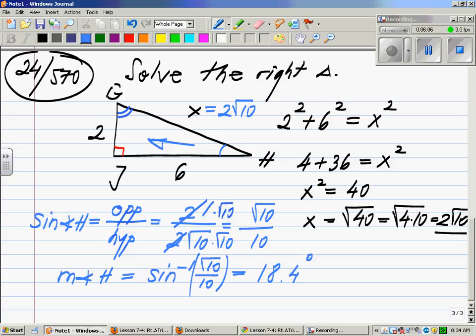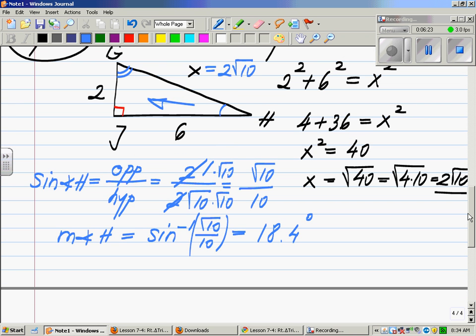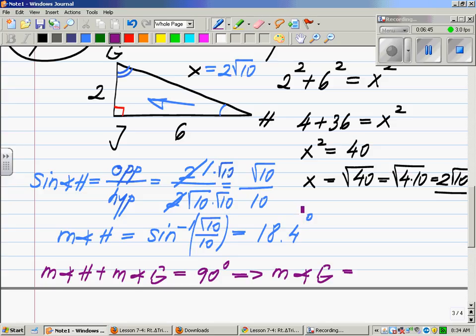Are we done? No, we're not done. We have to find G. Do I have to use sine of G to find that? Or I can find it right away because I know one of the properties of my acute angles in a right triangle. They're what to each other? In what relation? They're complementary, right? So the measure of angle H plus the measure of angle G always equals what? 90 degrees in the right triangle. Which means the measure of angle G will be 90 degrees minus 18.4.